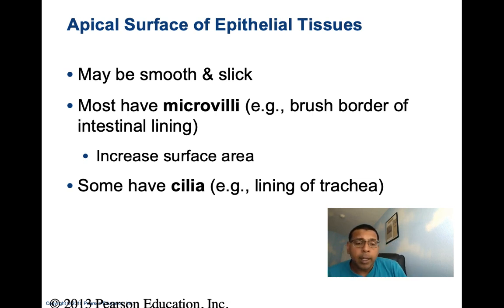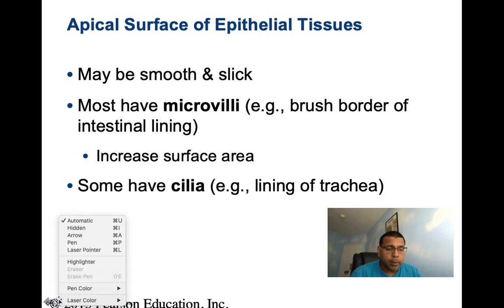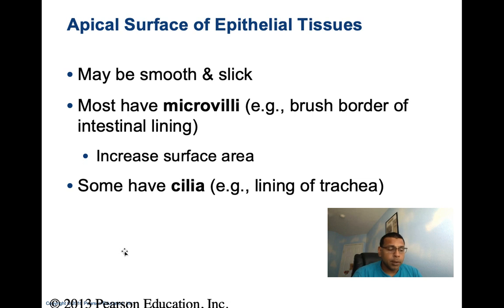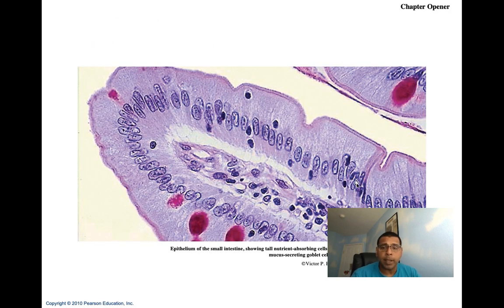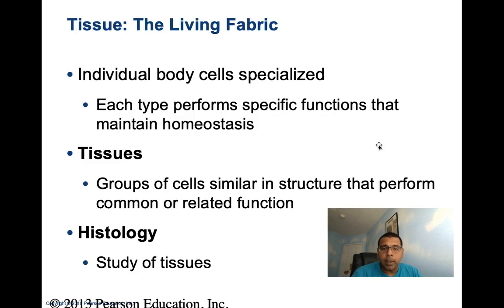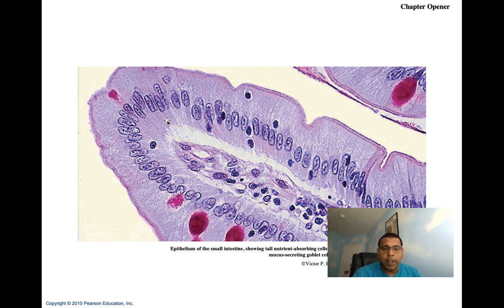So microvilli are finger-like extensions of the plasma membrane. Let's go back to this picture. I don't have to draw anything in. Right inside of here, this structure itself is a villus. Now, the villus has these microvilli right inside of here. You can see this one villus is made up of a whole bunch of different cells.